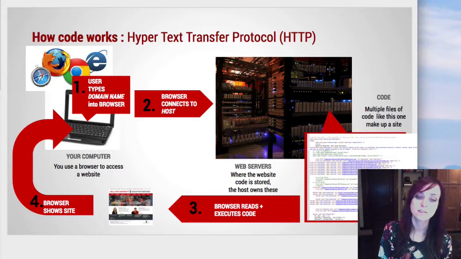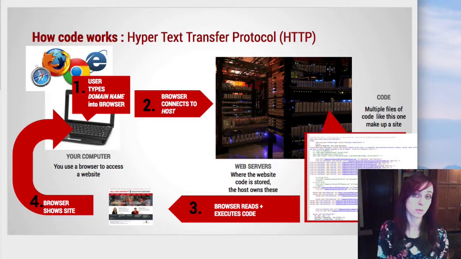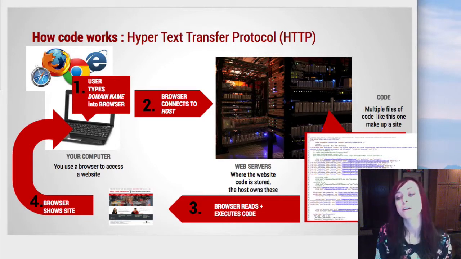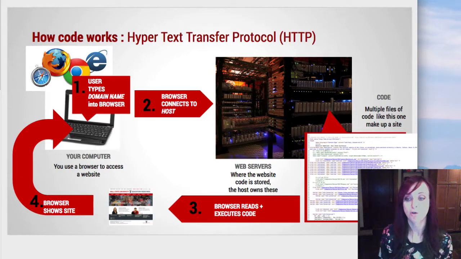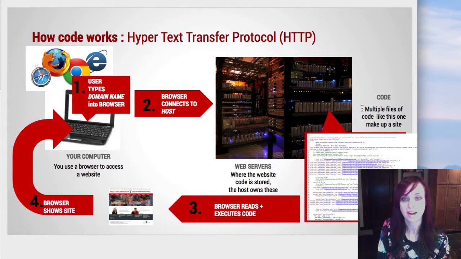So the browser, you give the browser the domain name. The browser looks up the domain name to figure out what computer, where in the world, it's supposed to go. It goes to those servers and it accesses the specific part of the server that your domain name is attached to, and it pulls up the code, or there's usually multiple files of code like this one that you see here that make up a site. There's also pictures, videos, any other assets that you have that are not code, and it pulls all of that up. And what it does is the browser reads and executes the code.